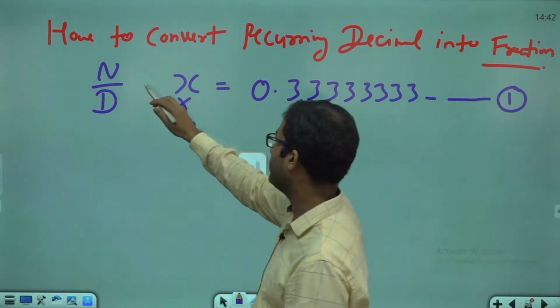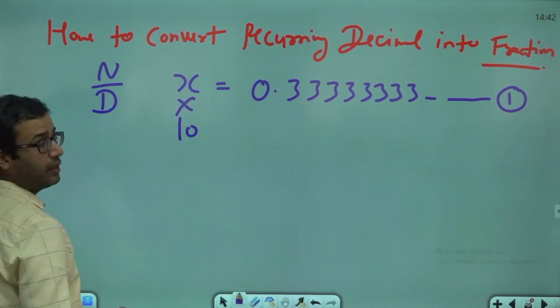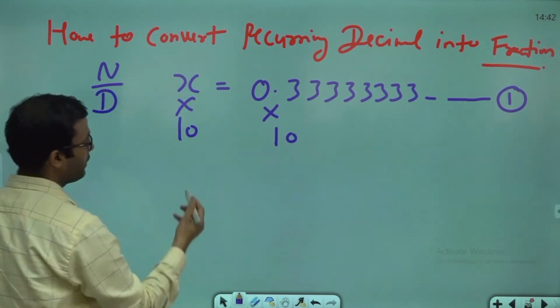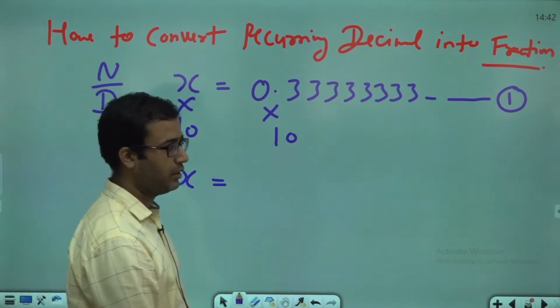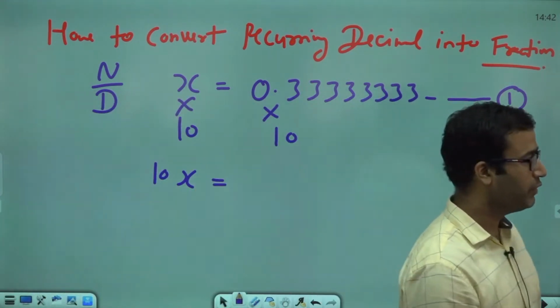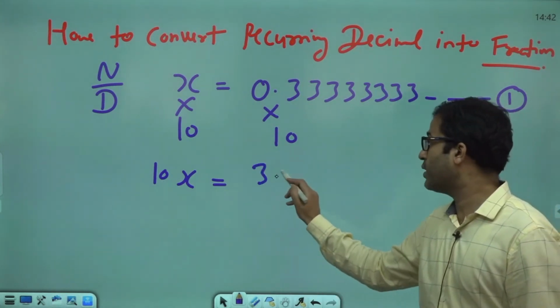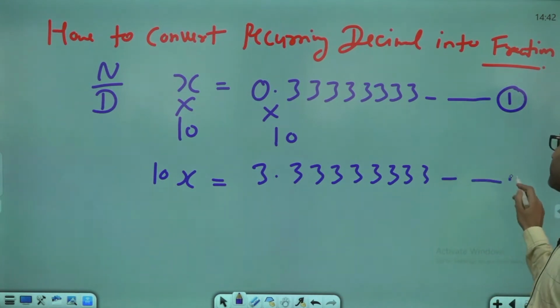So here what we do, we multiply left hand side with 10. So what is required? You have to multiply right side with 10. So left hand side I get 10x. Now tell me what will be on right side. 3.333333. This is equation number 2.